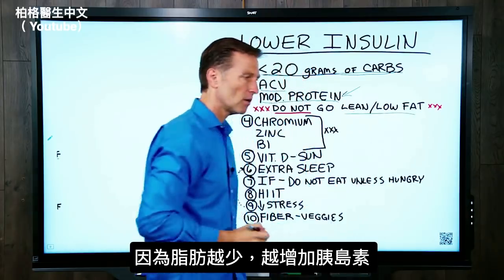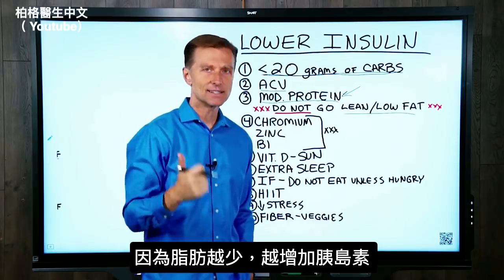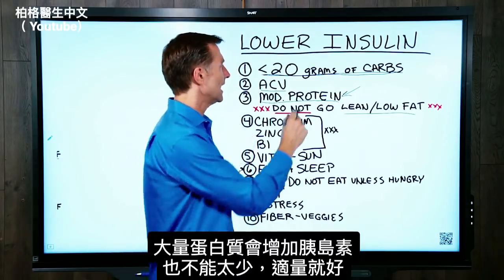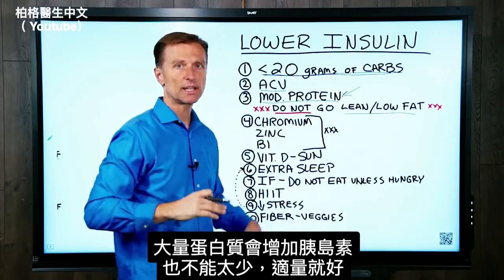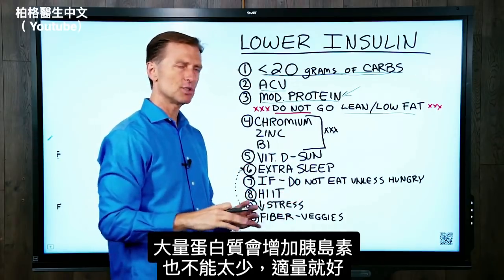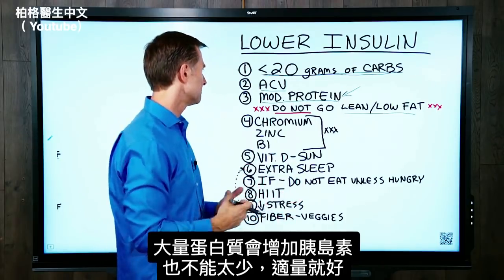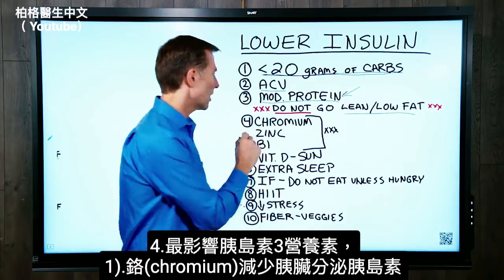Because the leaner you go, the higher it spikes insulin. Protein in large quantities has potential to increase insulin. So we want to keep it moderate. We don't want to keep it too low. Just keep it moderate.